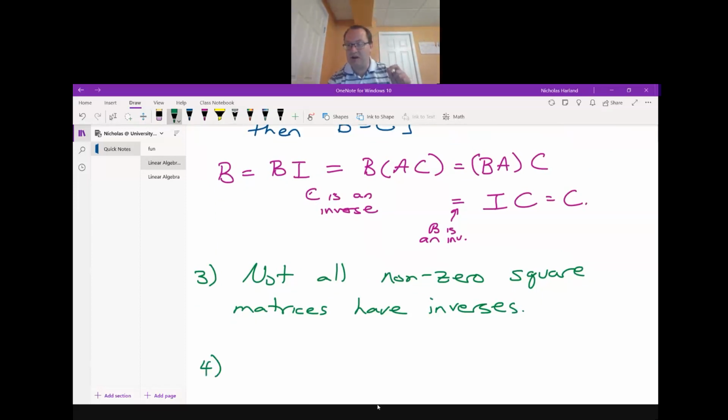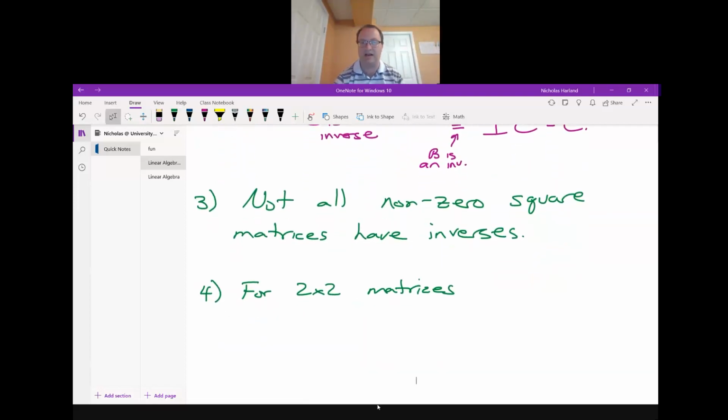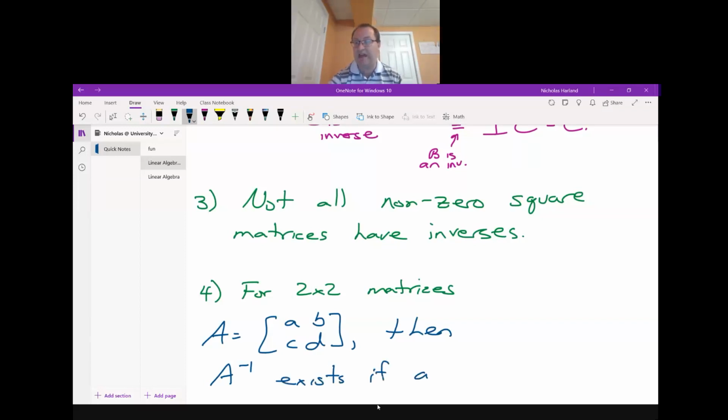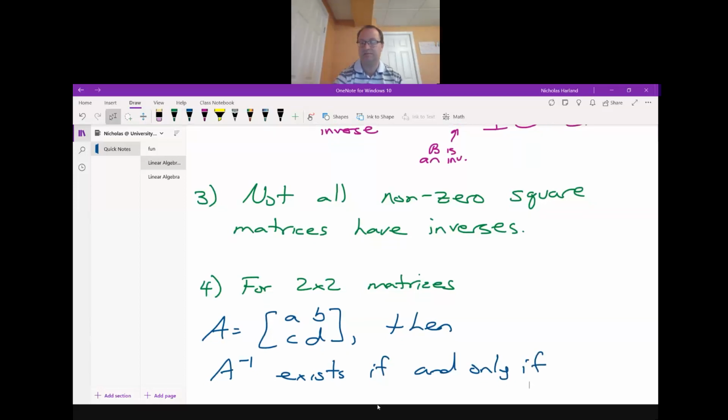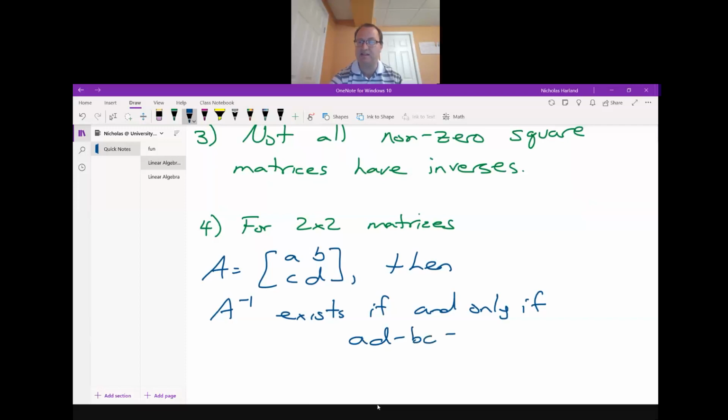And fortunately, for 2x2 matrices only, again, this is something else that you might want to think about, probably something that'll get discussed more in class. The answer is pretty complete and not too hard to remember. So if A is equal to the matrix with rows A, B and C, D, then A inverse exists if and only if AD minus BC is not equal to 0. And we're going to extend this concept in probably a little bit later videos in terms of what do you do if it's not a 2x2? What's an equivalent condition to this? But for 2x2s, it's fairly straightforward.